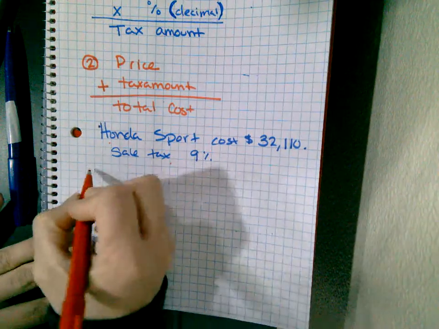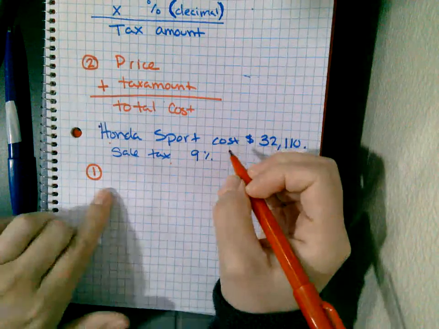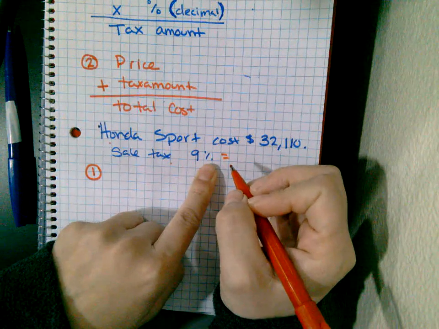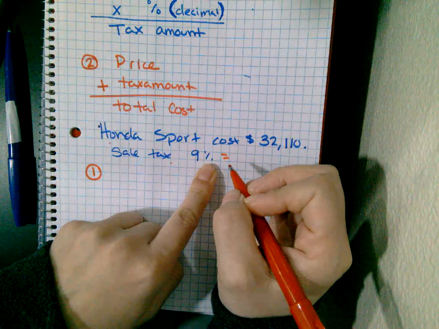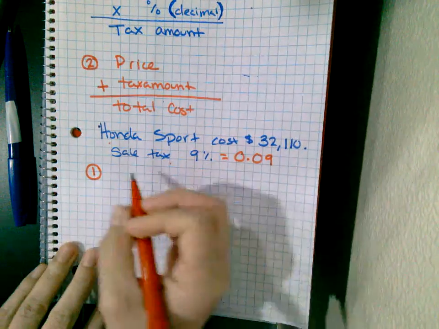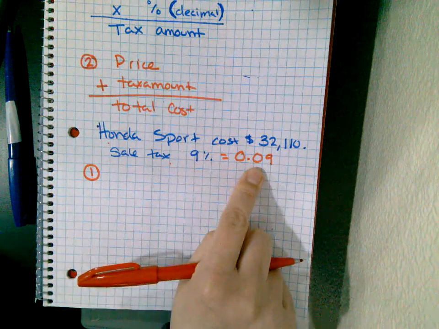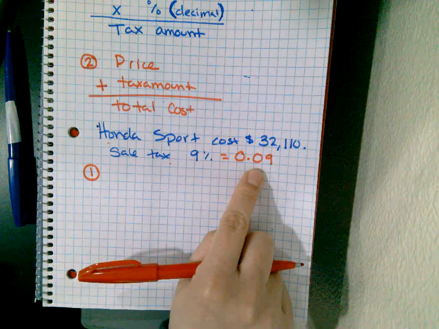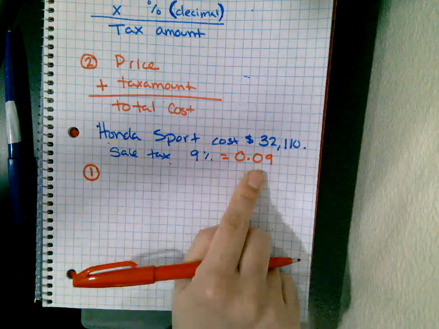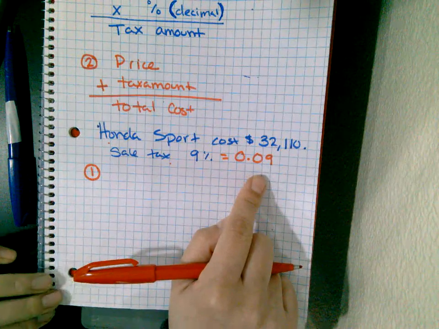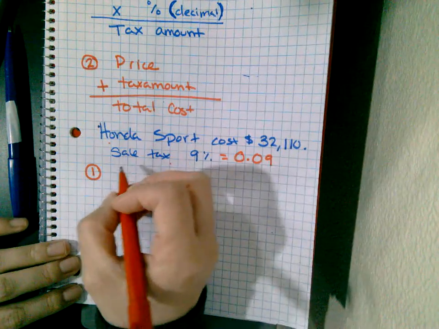Okay, step number 1. Oh, wait, before we do step number 1, over here, 9%. How do I write 9% as a decimal? 0.09. Awesome. Thank you, guys. So that's the number 1 thing. If you type in 0.9, you're charging me 90% sales tax. And I don't see the roads paved in gold. So there's no reason for you guys to charge me 90%.